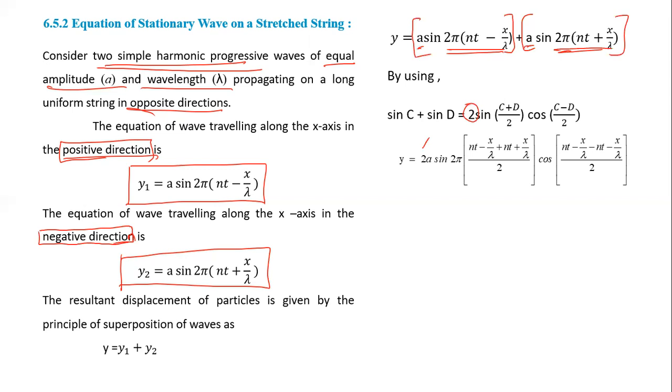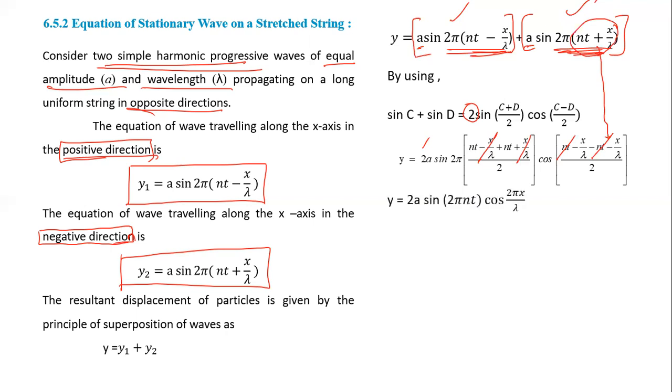Now sine of 2 pi is common in both the terms, so we write 2 pi common, and then this bracket plus this bracket divided by 2. So nt minus x by lambda plus nt plus x by lambda. Here minus x by lambda and plus x by lambda get cancelled. nt plus nt is 2nt divided by 2, the 2 gets cancelled. In the next step, cos of (C minus D): nt minus x by lambda minus this term, and because of that the plus sign changes into minus. So nt gets cancelled, minus x by lambda minus x by lambda is minus 2x by lambda, the 2 gets cancelled, minus x by lambda.